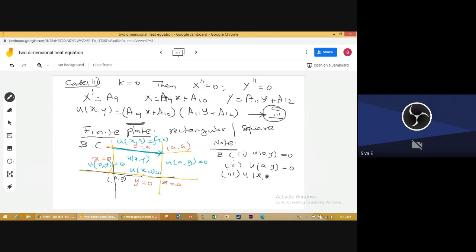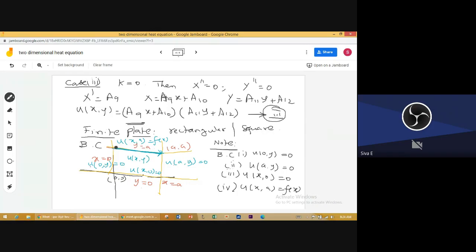u of x comma 0 equal to 0. Finally write that u of x comma a equal to f of x. Okay, these are the boundary conditions. Then what is the suitable solution?